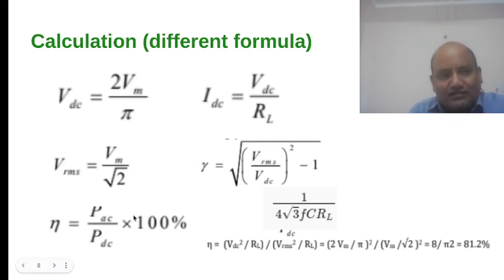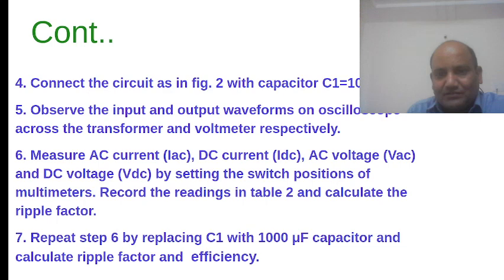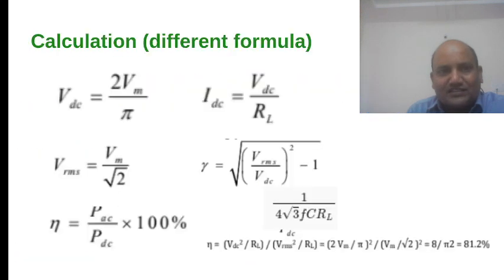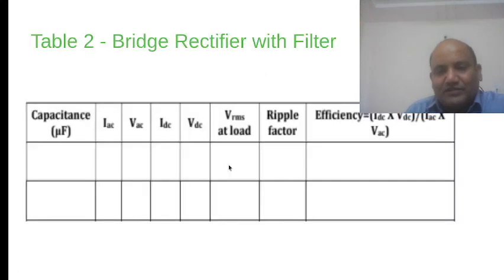And another way is you can divide the peak to peak AC signal by the DC signal, that is another way of finding the ripple factor. So hope you find this video helpful, and have a nice day.